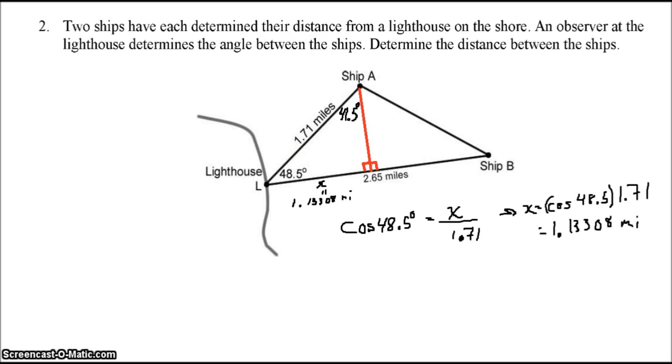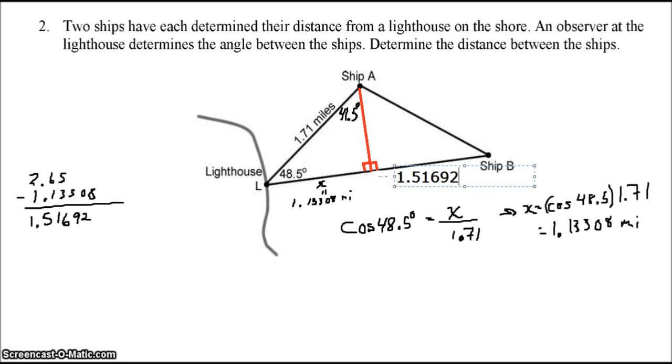Now, we know that 2.65 miles is all the way across, and that means that this little piece over here will be 2.65 miles minus 1.13308 miles, which is 1.51692. So this little piece over here is 1.51692 miles.